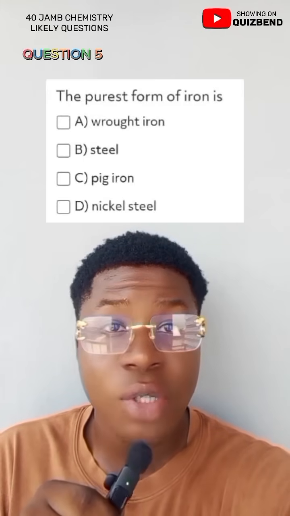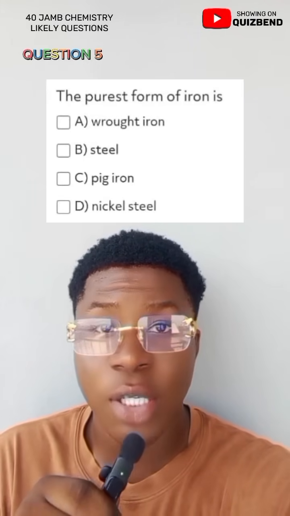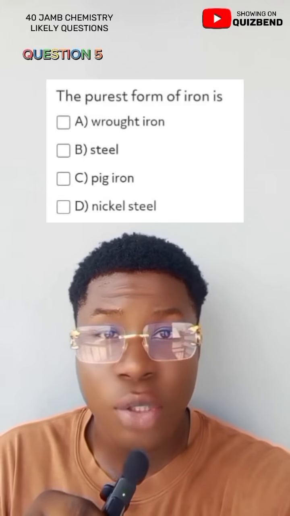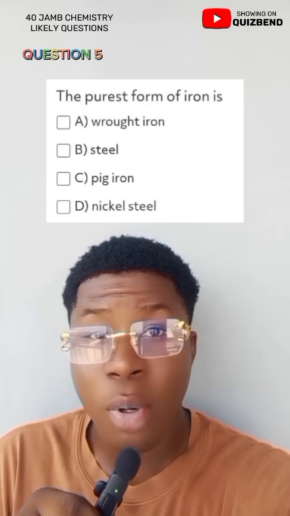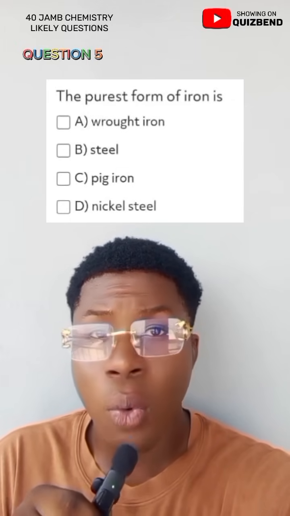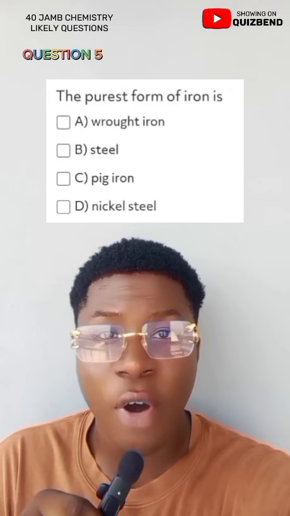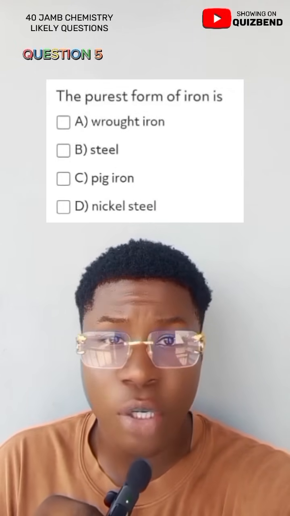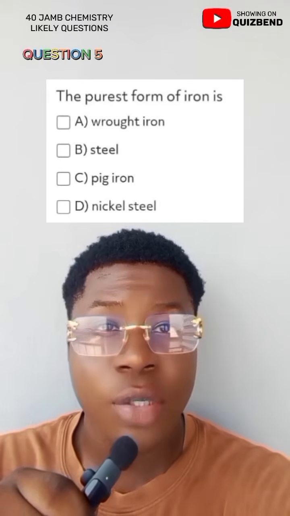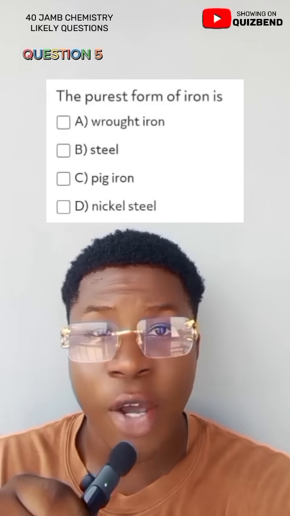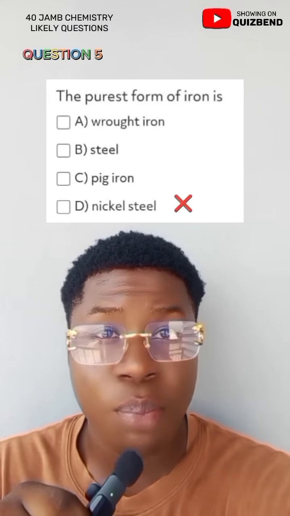Question 5. The question states the purest form of iron is dash. Before we answer this question, let me see your answer to this one in the comment section. What is the chemical symbol of iron? Let me see your answer in the comment section. Note that nickel steel is not a pure form of iron, so nickel steel cannot be the answer.